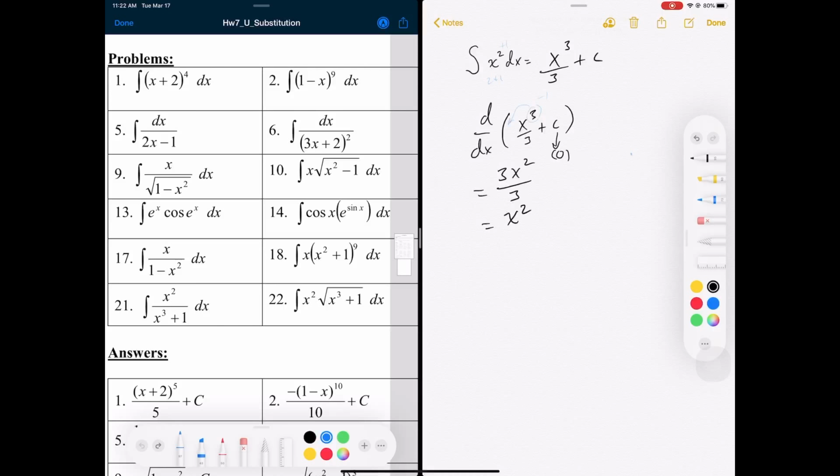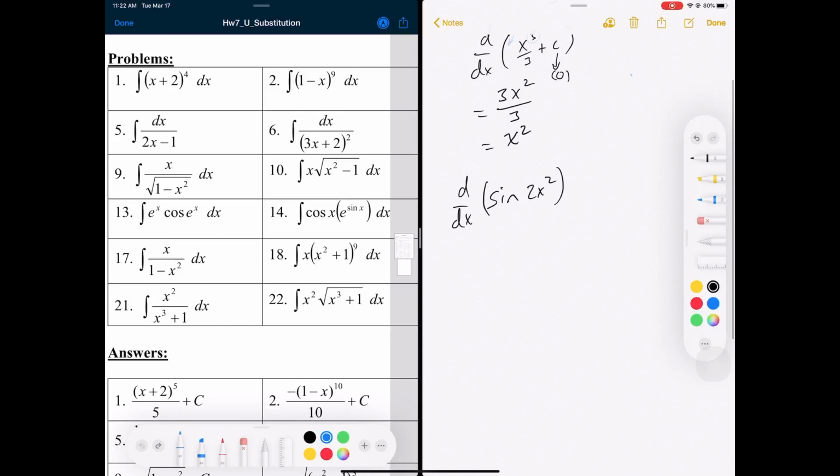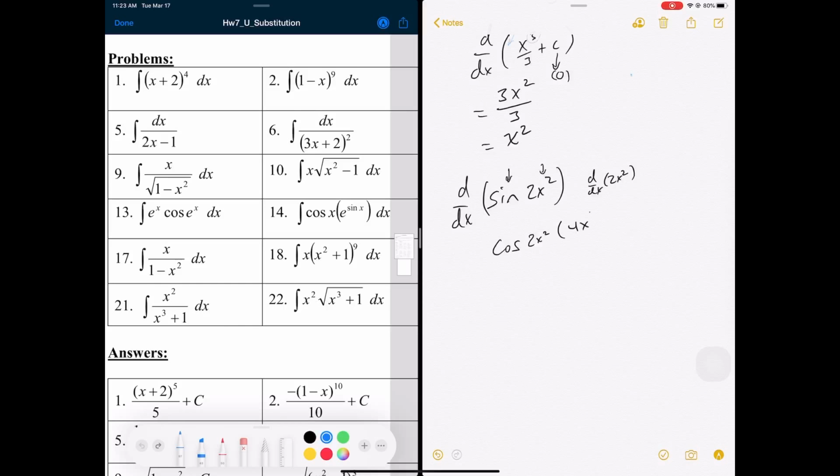But if I give you the derivative of sine of 2x squared, well, when I take the derivative of sine of 2x squared, we need chain rule. We take the derivative of the outside first, which is, derivative of sine is cosine. Leave the inside alone, which is 2x squared. Then we multiply this by the derivative of 2x squared, which is 4x. So we write this as 4x cosine of 2x squared.